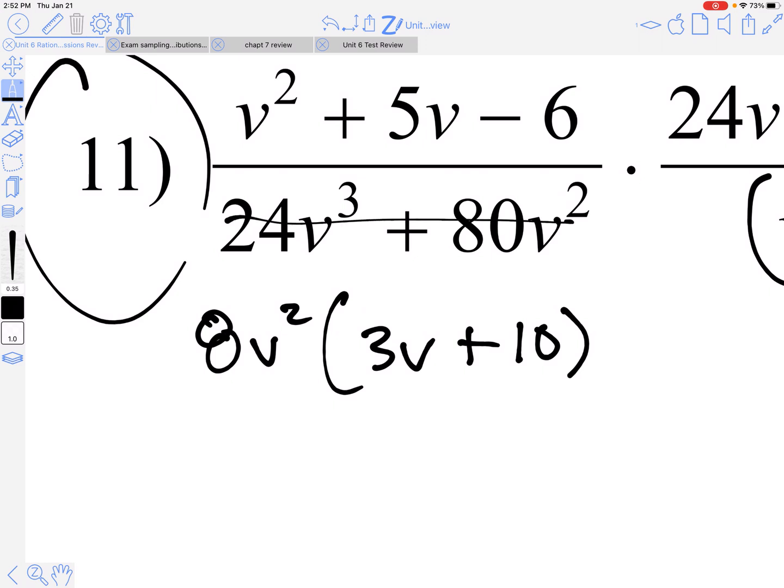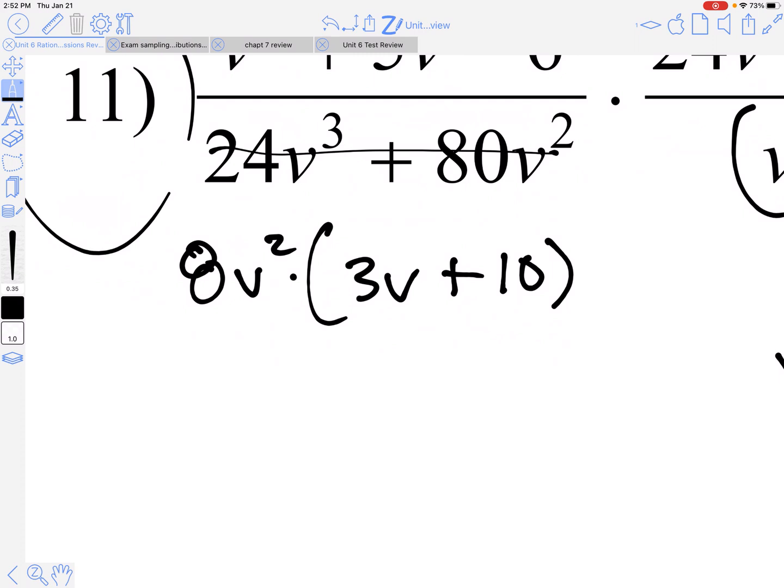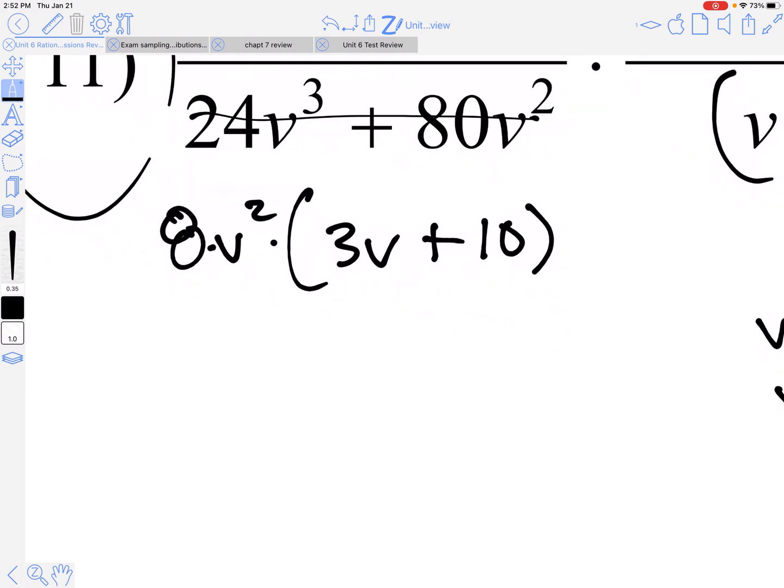This denominator can never become 0. Now, 8 times v squared, the 8 won't make anything 0 when it's multiplying, right? If we multiply by 8, we'll just make something bigger. But the v squared is an issue. It can never become 0. Square root, v can't become 0. So there's one excluded value also.